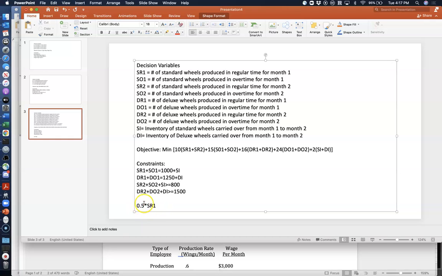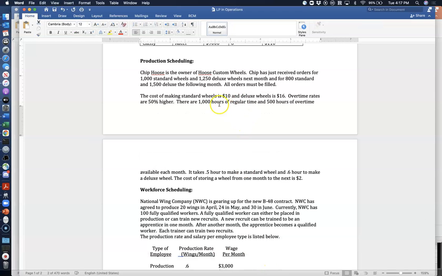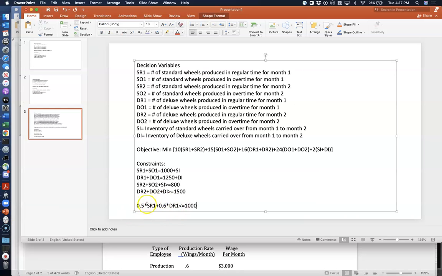This is the total number of hours required to make all the standard wheels in regular time in the first month, plus it takes 6/10 of an hour to make a deluxe wheel times the number of deluxe wheels made in regular time in the first month. So this is the total amount of regular time that you need to make standard and deluxe wheels, and this cannot exceed the time that is available, which is 1000 hours. So that's the total time required to make all the standard and deluxe wheels in regular time.